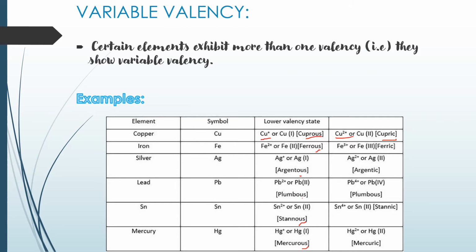And the higher valency state ends with IC. Sorry, it was wrongly marked. It is also IC. That is plumbic and stannic and mercuric. Iron exists as Fe2+ and Fe3+. Silver as Ag+ and Ag2+. Lead as Pb2+ and Pb4+. And tin as Sn2+ and Sn4+. Mercury as Hg+ and Hg2+.